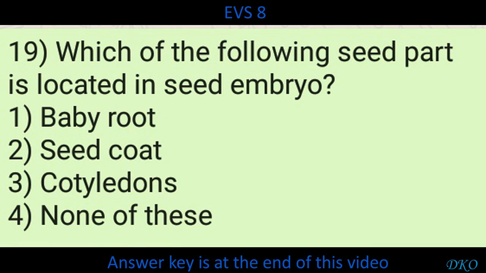Question number 19. Which of the following seed part is located in seed embryo? Option number 1 is baby root, option number 2 is seed coat, option number 3 is cotyledons, and option number 4 is none of these.